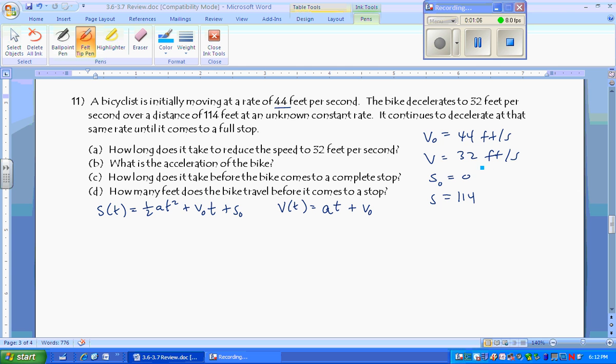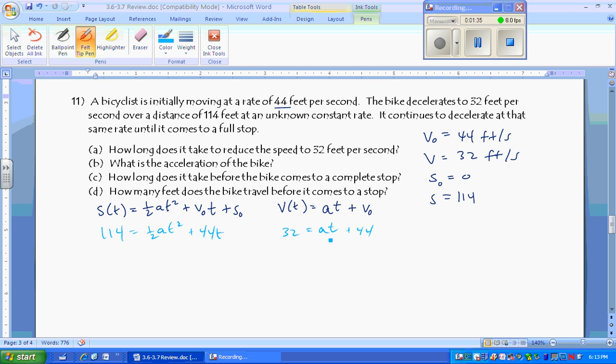So we need to start plugging in what we know into these equations. Our final position is 114. We don't know acceleration. We don't know time. We know initial velocity is 44. Initial position is 0. Over here, final velocity is 32. Acceleration, we don't know it. Time, we don't know it. Initial velocity, 44. So we have two equations, two variables.